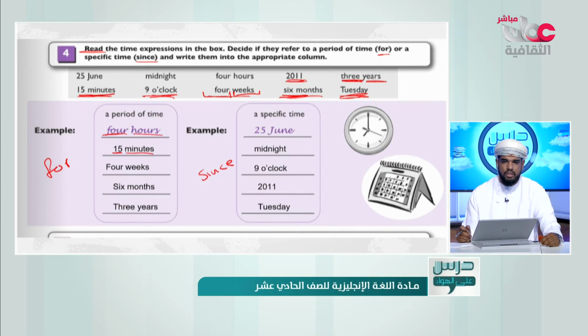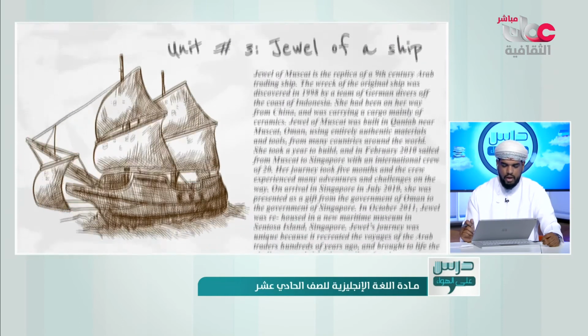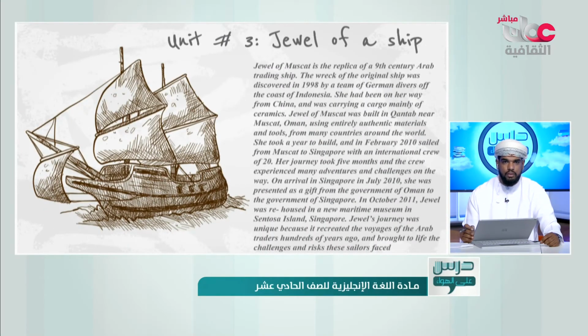So this is how you sort or differentiate between what to use with for and what to use with since. I hope it's clear now when you use for and when you use since. All right, let's go to unit number 3, Jewel of a Ship.